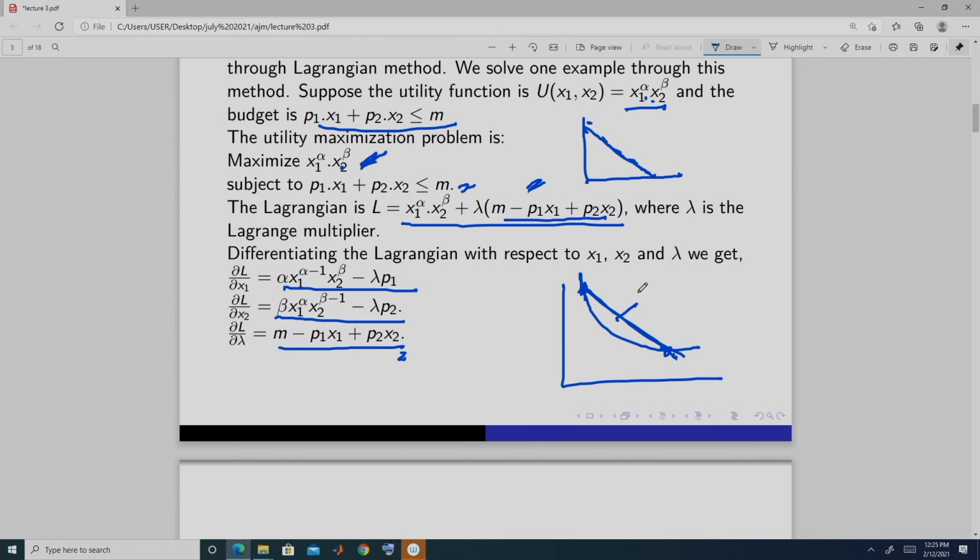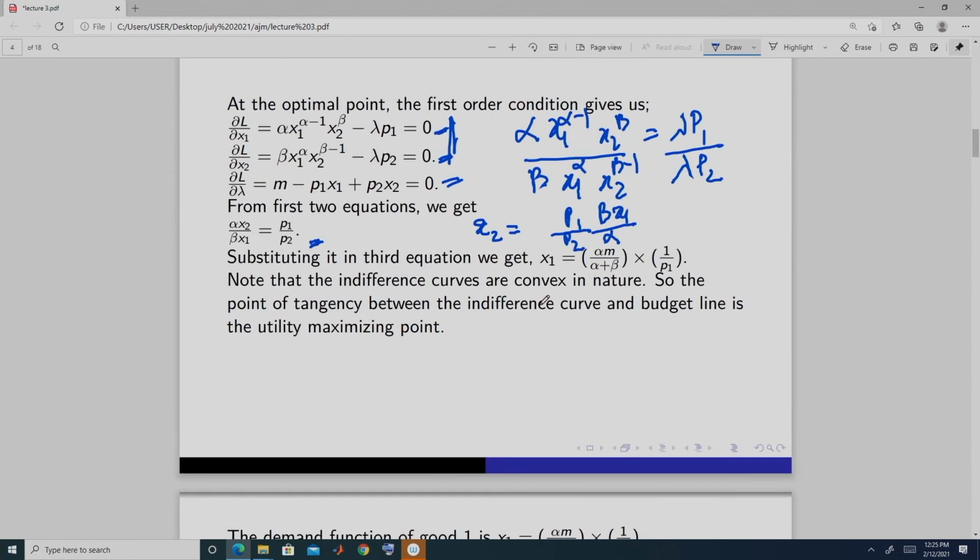So that's why we don't need to check the second order condition here, and if you want to pursue it, you can look at any graduate textbook, you will find it, but in this course we don't need that much, okay? So we will generally assume that the utility functions are such that the indifference curves are convex to the origin, okay? And so we don't need to check the second order condition. First order condition is sufficient to give us the optimal point, okay?